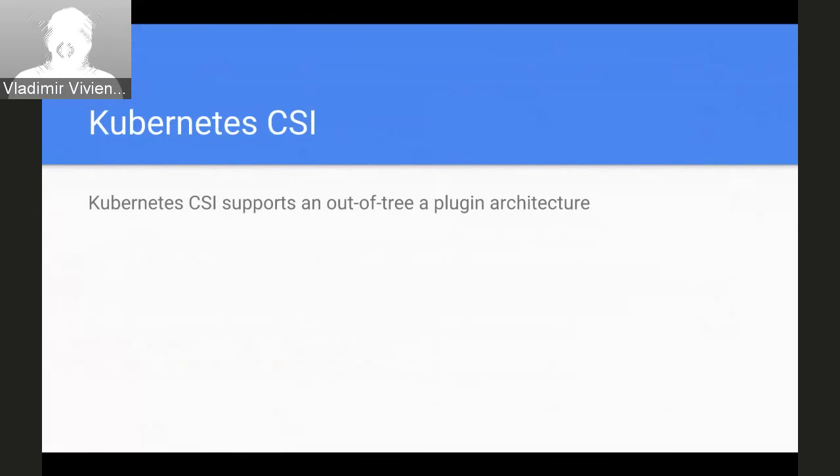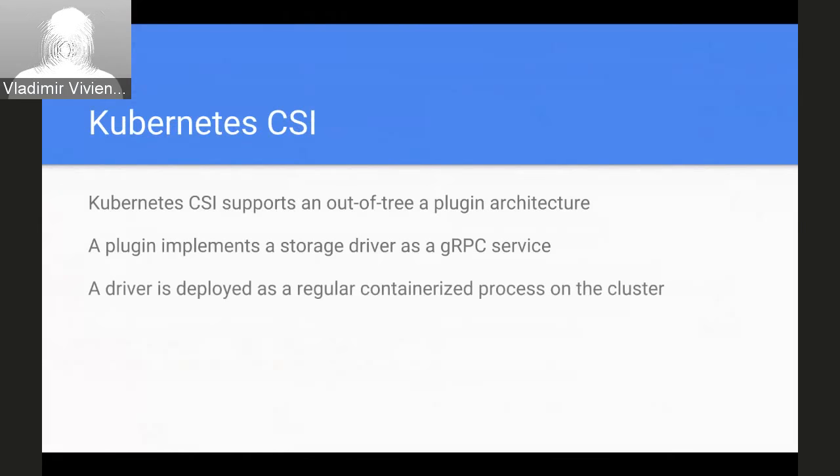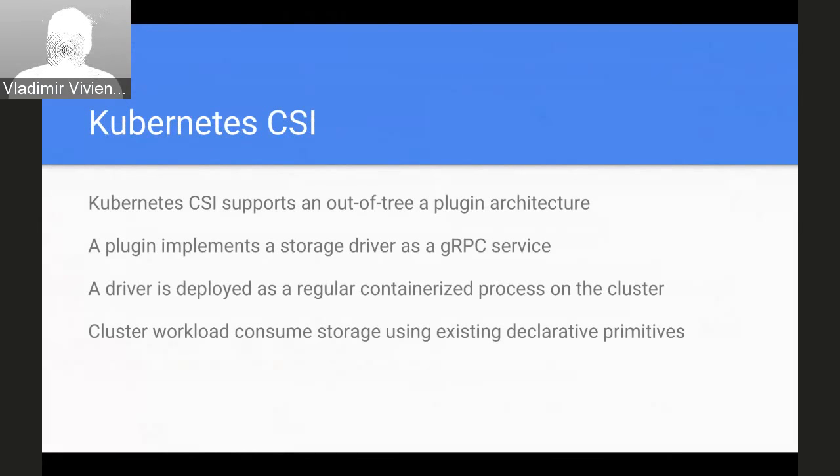So what does Kubernetes CSI bring? CSI inside Kubernetes supports an out-of-tree plugin architecture, which uses gRPC to stand up CSI storage drivers that communicate over gRPC. A driver can be deployed as a regular containerized process right on top of the Kubernetes cluster itself, although you don't have to, but that's something that can be done. And the cluster workload works as it is done currently, where you can consume storage using existing declarative primitives such as PV and PVCs.